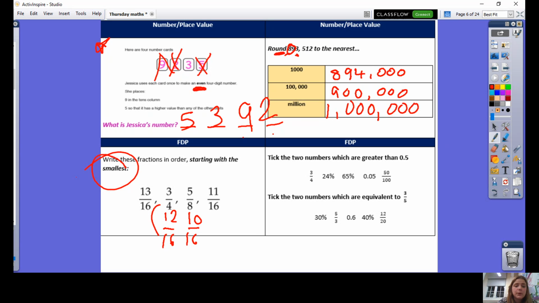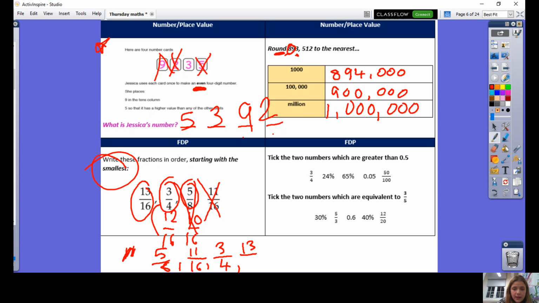I'm starting with the smallest. So it would first be 10 16ths. And remember, you've got to write the original value, so that's 5/8. After 10 16ths, I would have 11 16ths. Next would be 12 16ths, but remember you write it as the original, so that's 3/4. And next would be 13 16ths, so I'd write that one there, 13/16.